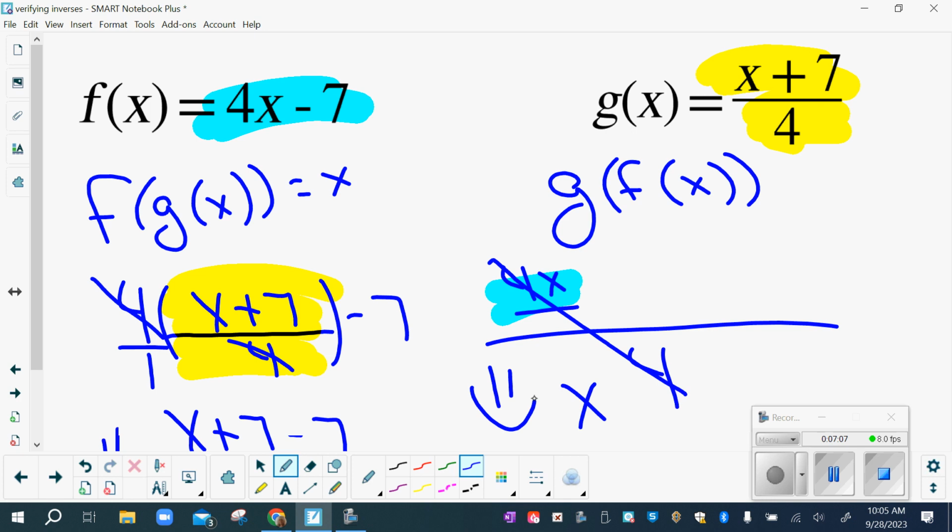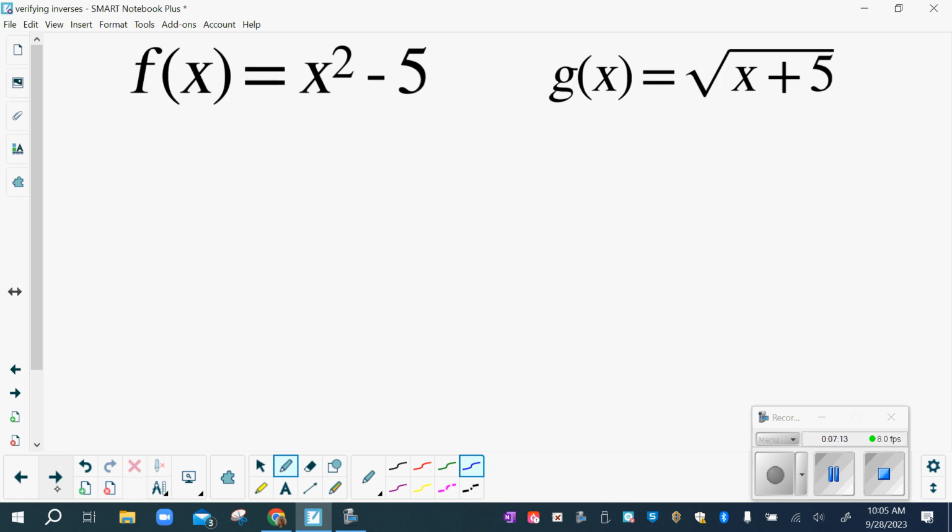Is that bad? Is that okay? Everyone feel like they could do this? You ready to try one on your own? Here we go. We're going to step up our game a little bit. Here we go. Show that they are inverses by verification. I'm going to tell you this on your homework. 4 will be inverses. 2 will not be, right?